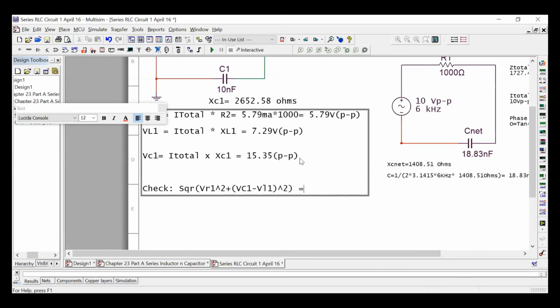Now, if you do that, you get approximately 9.924 volts. We did not go out too many decimals on it. So if we do that, that comes out to our source voltage. So this is actually equal to the total.